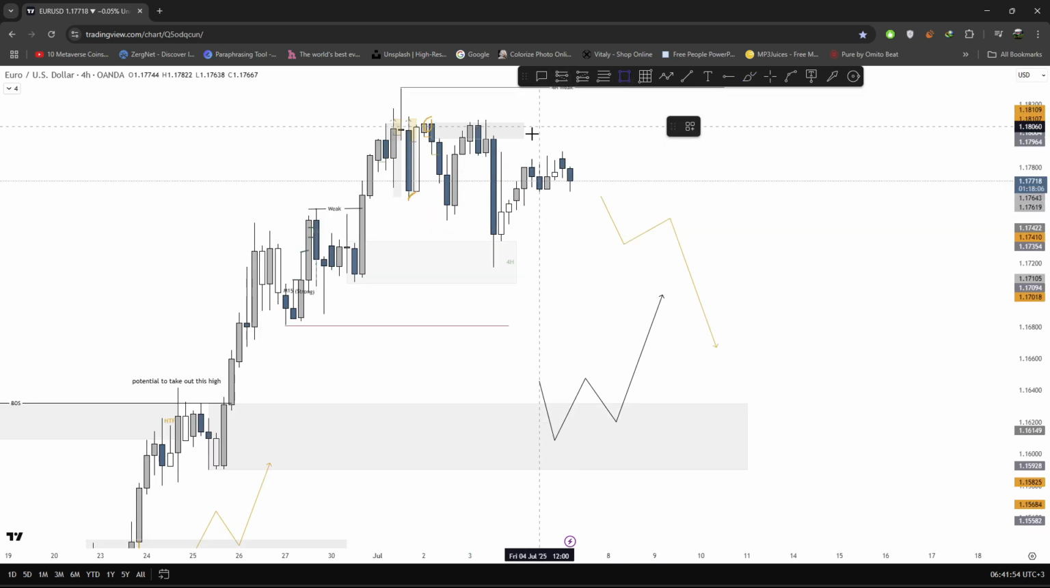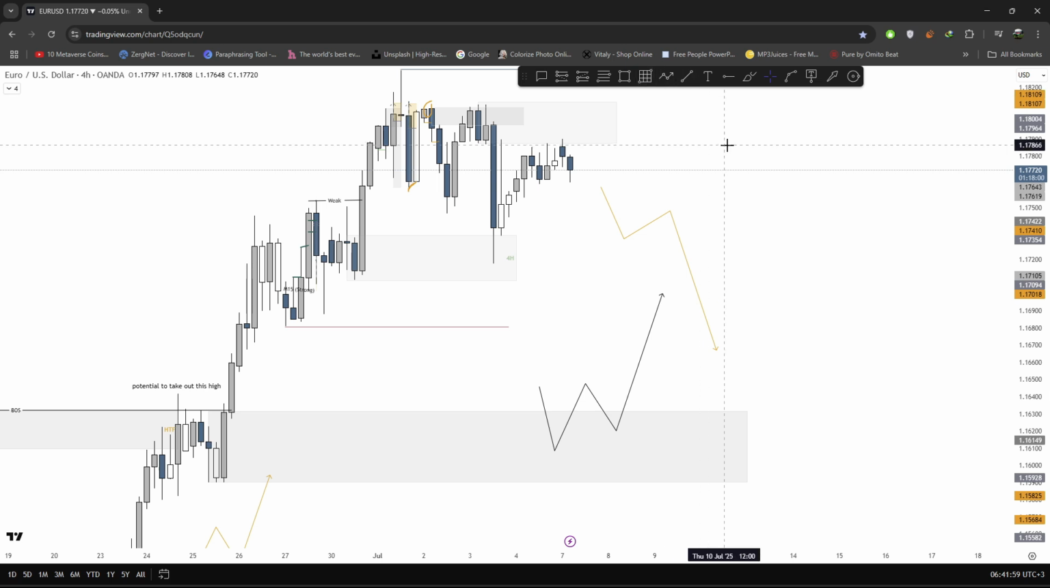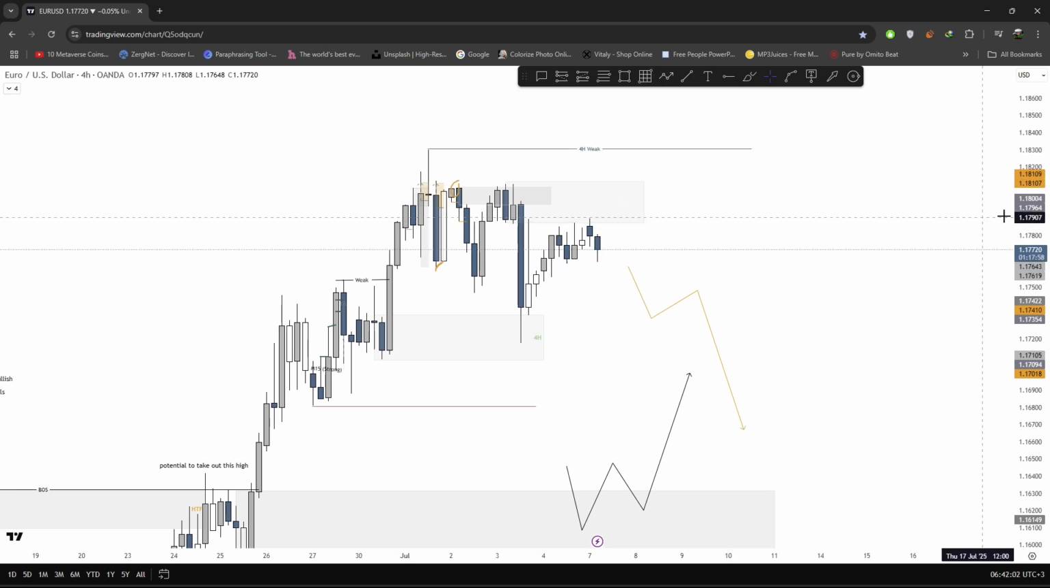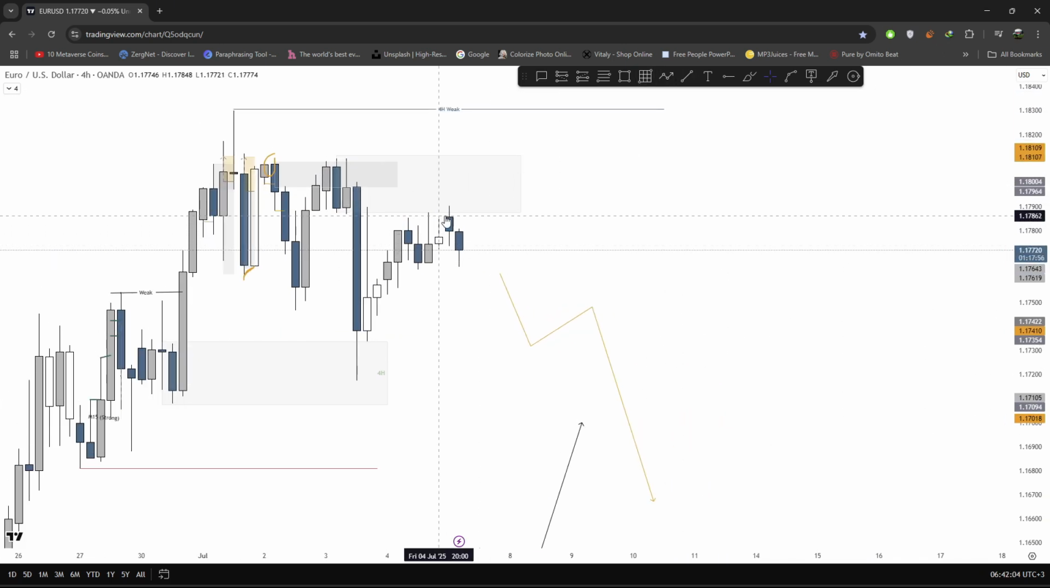So then what I can start looking for now is some sells around this 4-hour supply here that gave us that change of character. However, we can see that it was mitigated slightly, but I will be looking for some intraday sells. Some could have already happened. I think I would have been interested to go in around this area.